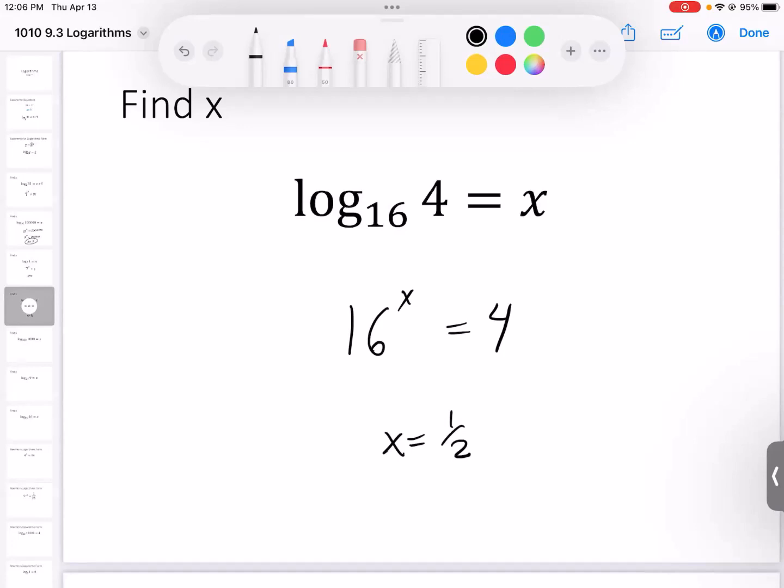And one way you can think about this is you can say, well, I know that it has to be in between 0 and 1, right? Because 16 to the 0 would equal 1, 16 to the first power equals 16, and 4 is in between those two outcomes, 1 and 16. So I know that it has to be a fraction between 0 and 1. And then how did you know specifically that it was 1/2?